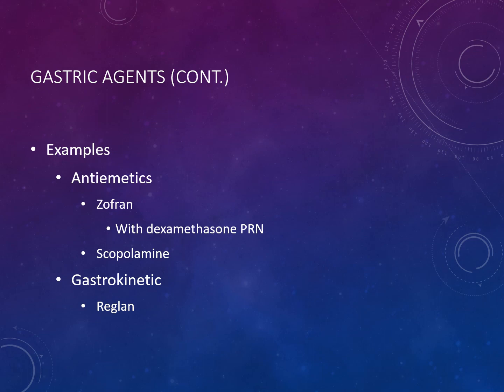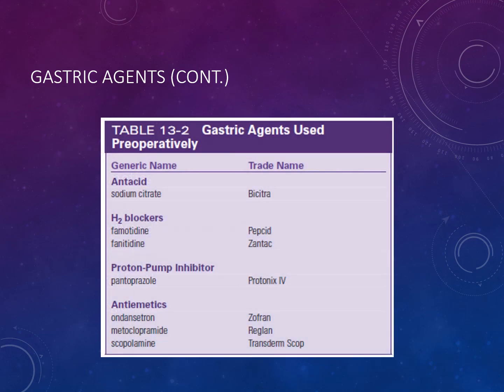Gastrokinetics, so Reglan would fall under this category. It stimulates motility of the upper GI tract without stimulating gastric acid secretion. So basically what it's going to do is move food along without adding any acid secretion to it. So it's going to help reduce the stomach contents basically. Table 13.2 in your book will show the gastric agents used preoperatively, all of these that we just went over.